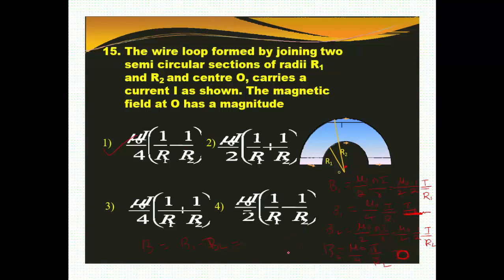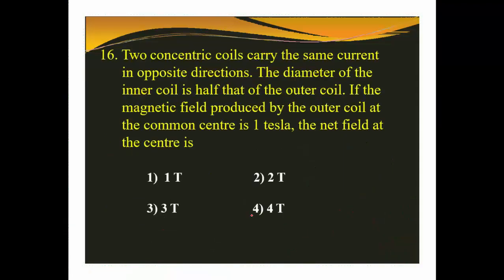Okay, next question. Next question is the 16th question. Two concentric coils carry the same current in opposite direction. Two circular coils, or concentric coils. Concentric means having a common center.